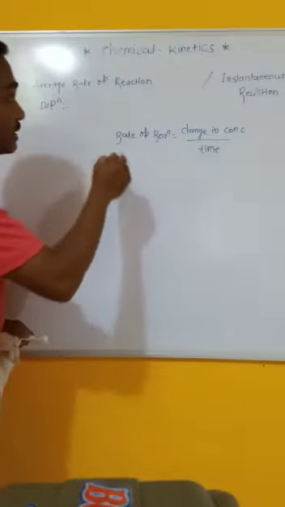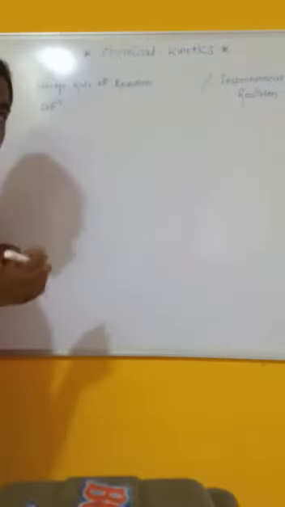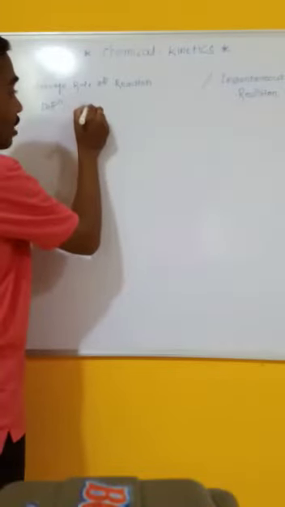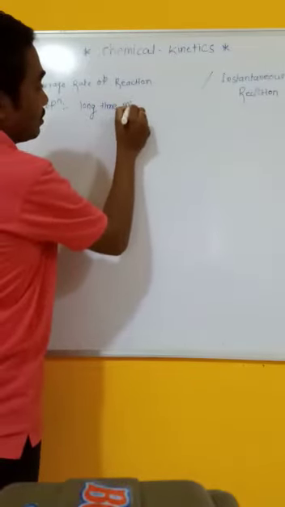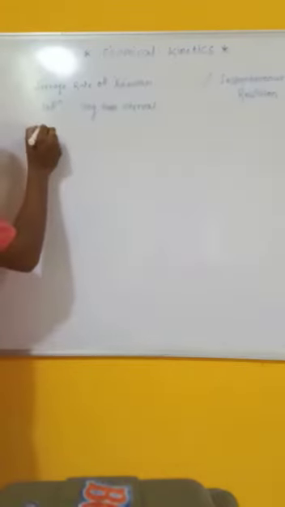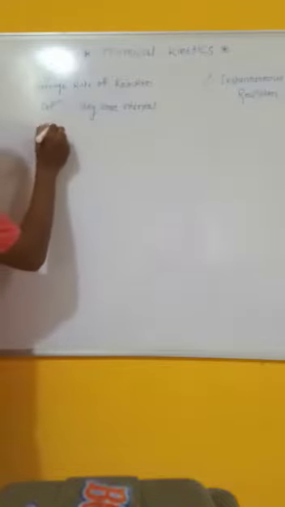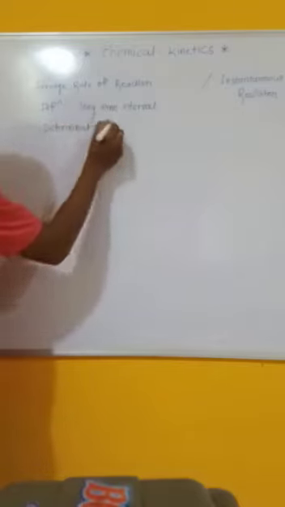If the rate of reaction is measured for a long time interval, it is known as the average rate of reaction. Here we have to find out the average rate of reaction, or the determination of the average rate of reaction.